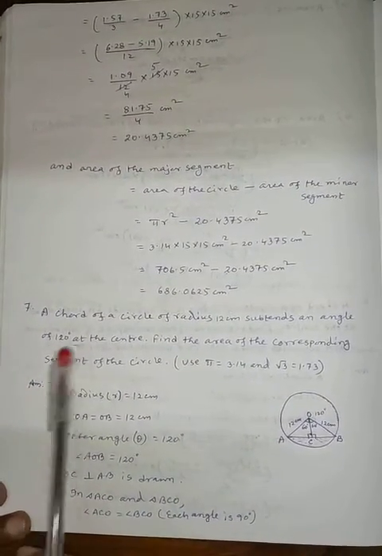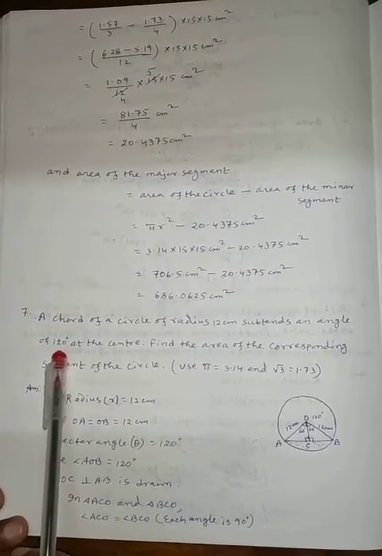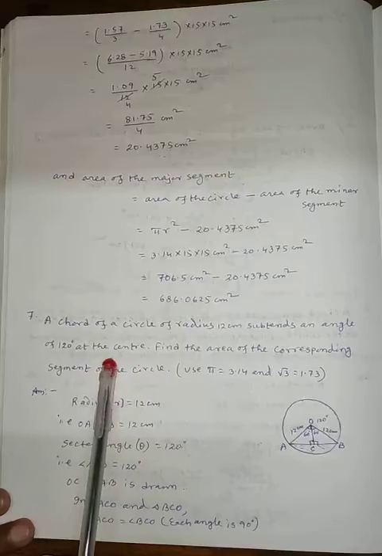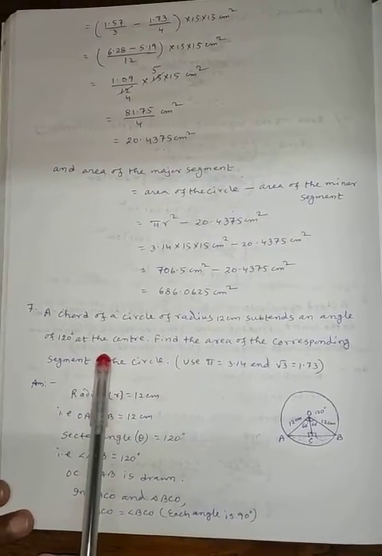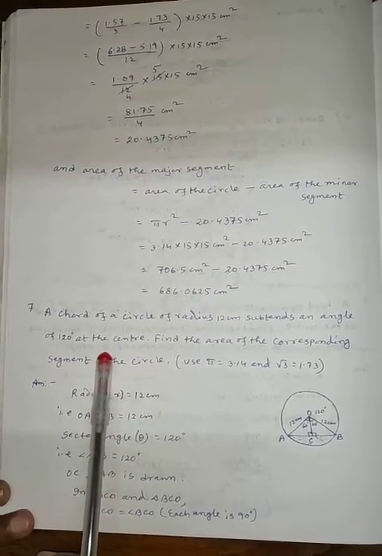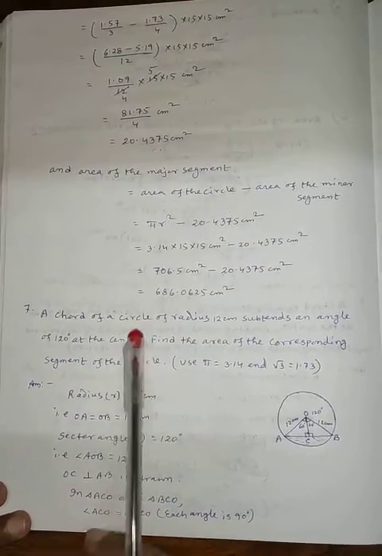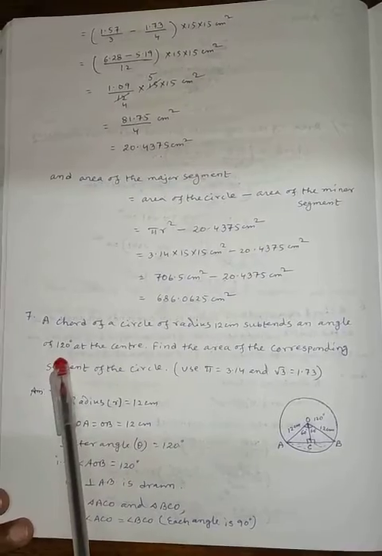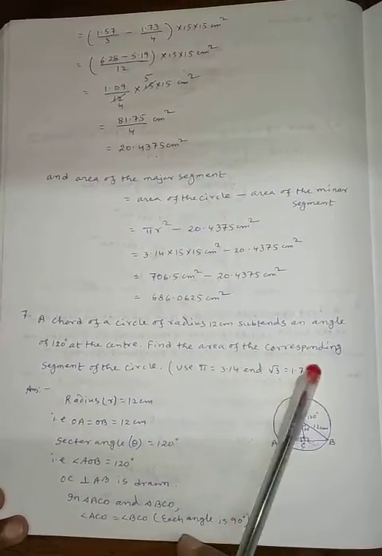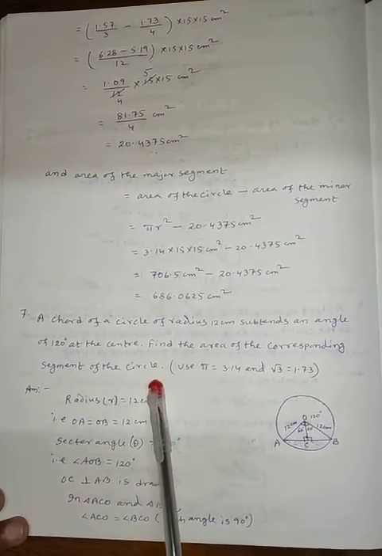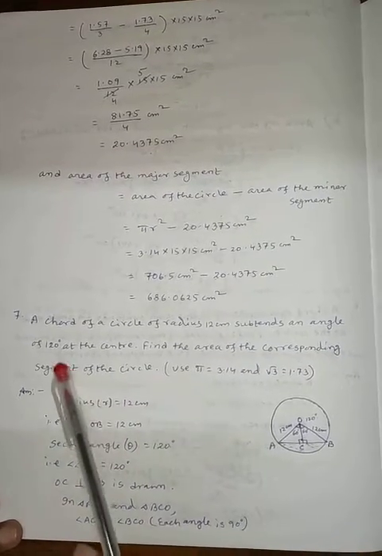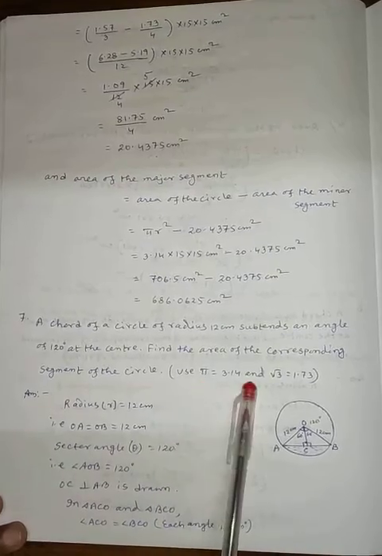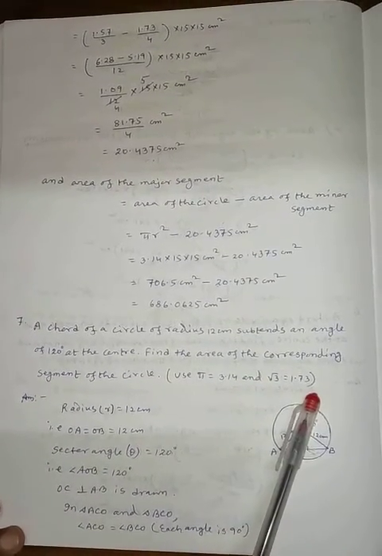Now question number 7. This is the only question where the angle is given as 120 degrees. Since the angle is 120 degrees, while using the area of minor segment formula, the sin 120 value we don't know up to class 10 level. That's why we'll be dealing with a different technique. A chord of a circle of radius 12 cm subtends an angle of 120 degrees at the center. Find the area of the corresponding segment of the circle. They're telling us to calculate only the minor segment, but since the angle is 120, we cannot use the direct formula.